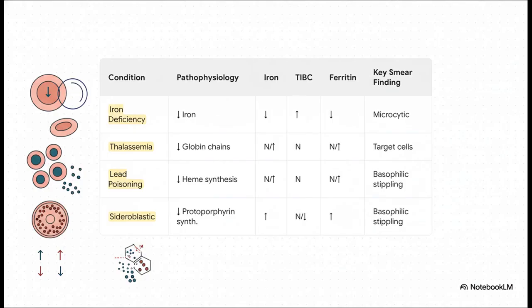Okay, let's walk through this, because it's so important. Look how the iron studies create a beautiful branching point. Iron deficiency is the only one where serum iron and ferritin are low and the TIBC is high. The thalassemias and lead poisoning tend to have normal-ish iron studies, but sideroblastic anemia is the only one with that classic iron overload profile, sky-high iron and ferritin, with a low TIBC. Then you look at the smear. Target cells should make you think thalassemia, and basophilic stippling points you toward lead poisoning or a sideroblastic anemia. See how you can work through it?